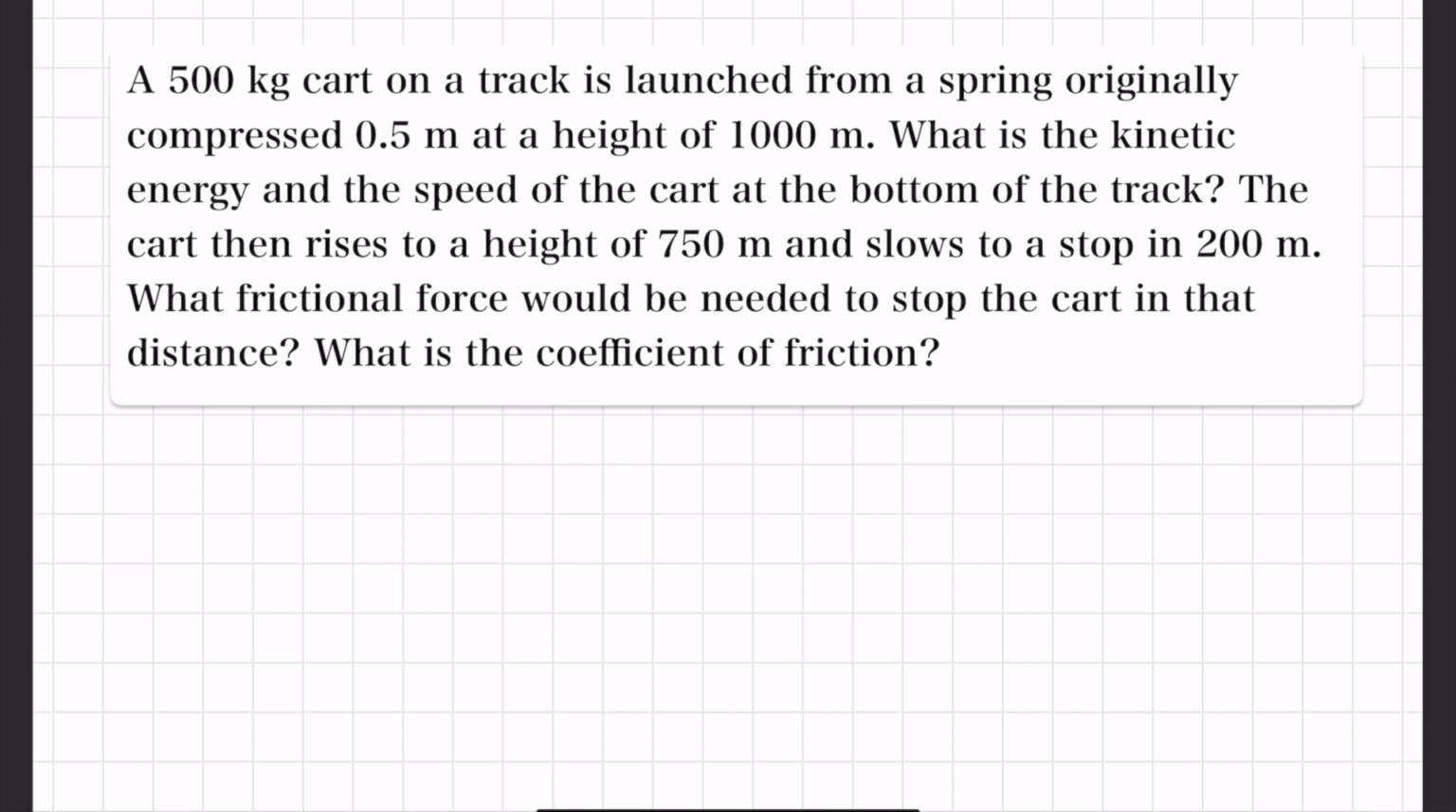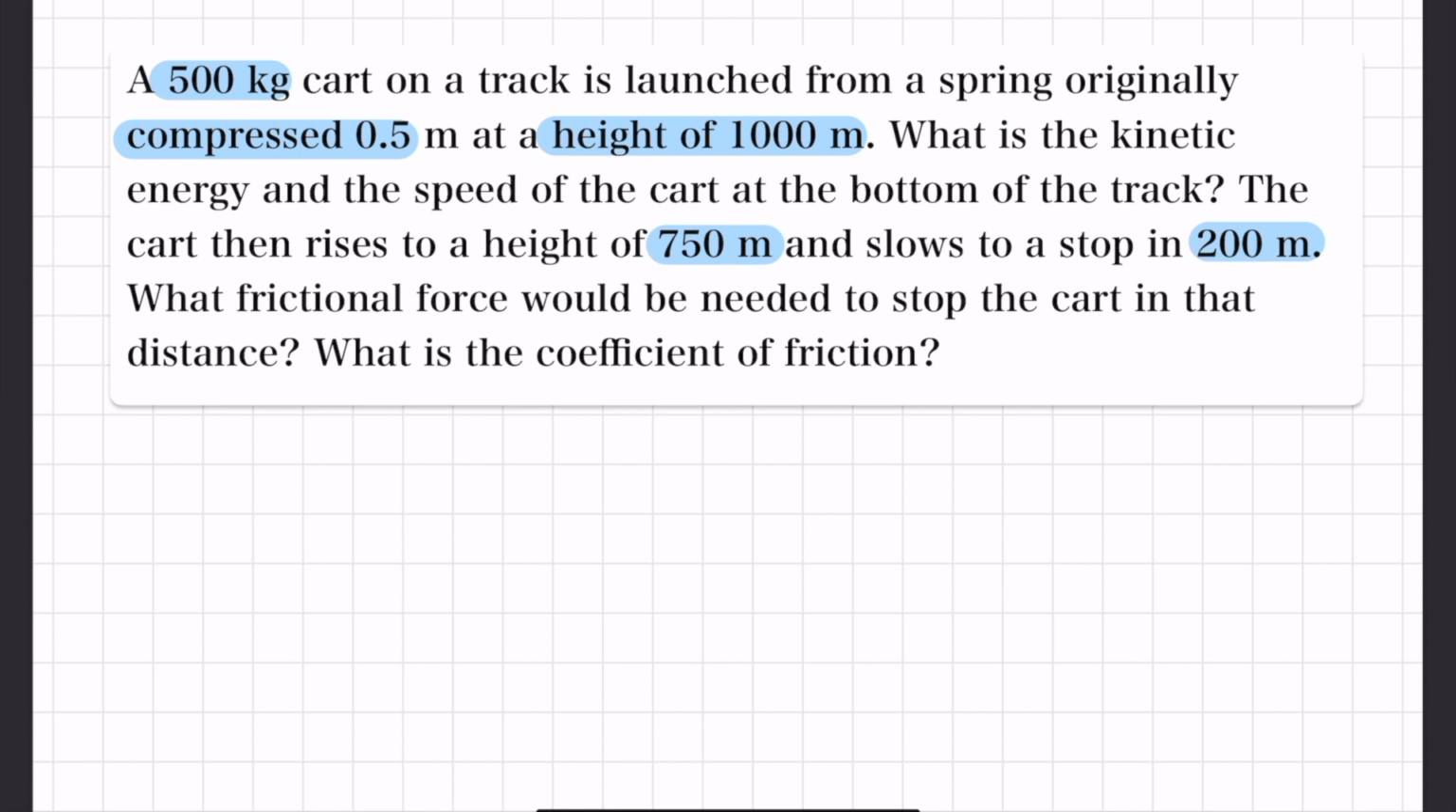So we have a 500 kilogram cart on a track launched from a spring originally compressed 0.5 meters at a height of 1,000 meters. And I'm going to go ahead and highlight some of these. What is the kinetic energy and the speed at the bottom of the track? The cart then rises to a height of 75 meters and slows to a stop in 200 meters. And what is the frictional force that would be needed to stop the cart in that distance? What is the coefficient of friction?